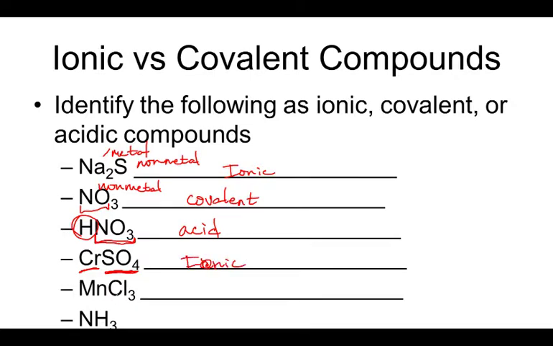And then we've got manganese and chlorine. Manganese is a metal, right? And Cl3 is a nonmetal, so this is also ionic. And then finally we have NH3, okay? And N is a nonmetal, H is a nonmetal. Notice that we're not starting with an H, so we're just going to assume that it's covalent. You could also name this as an acid, but I'd probably accept either one, unless I specifically told you to name it as a covalent compound. So make sure you're just reading the directions.